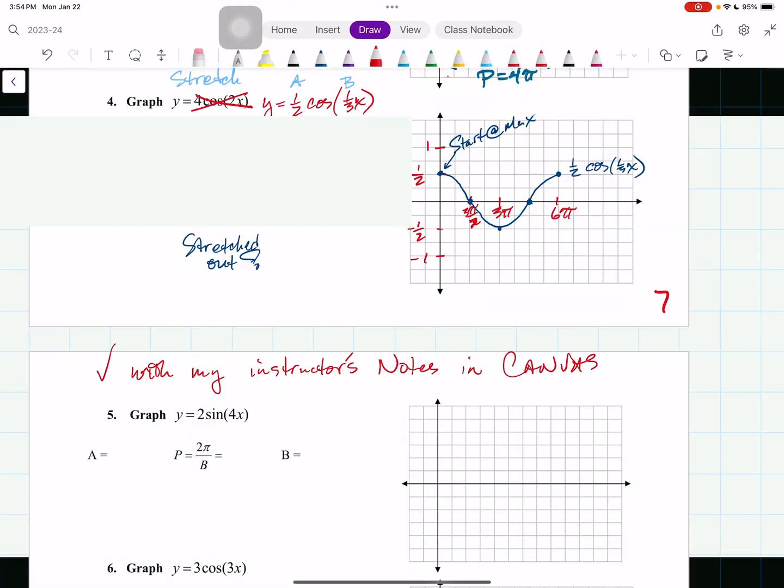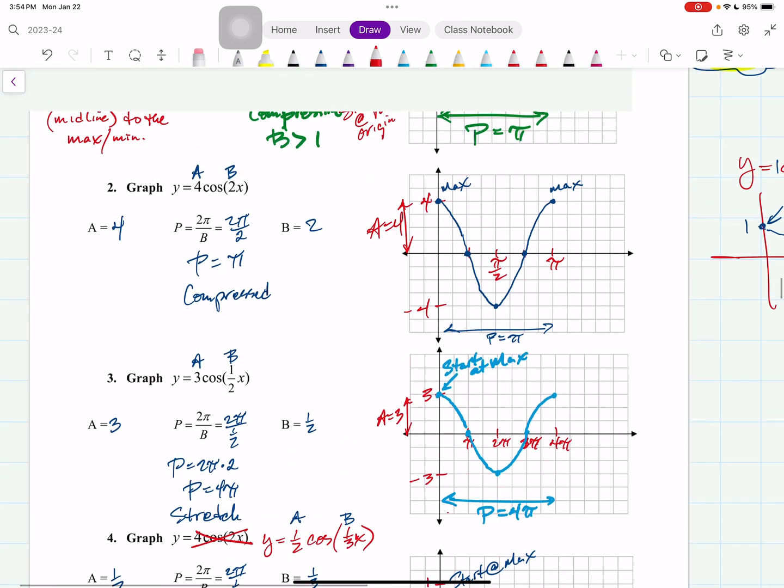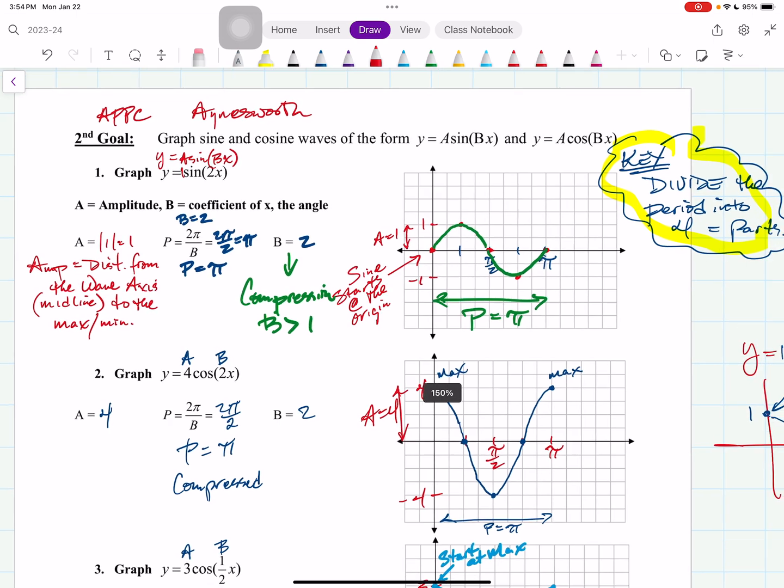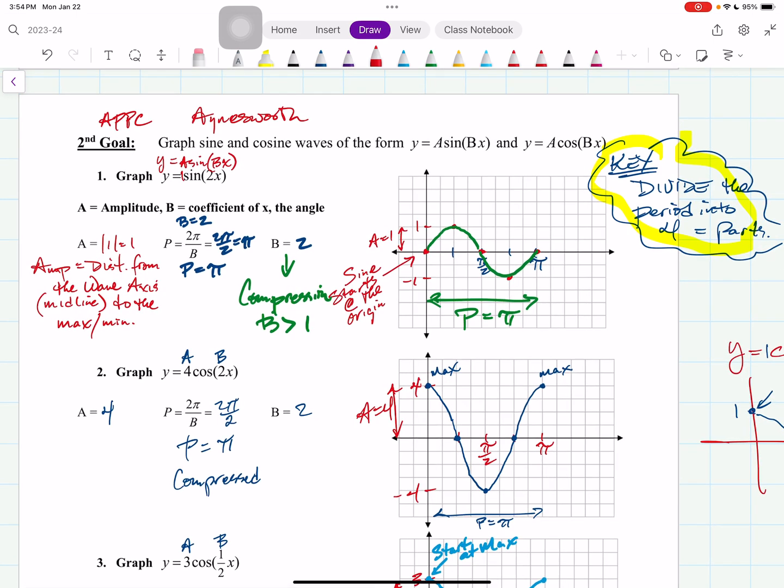Okay, so back to the lesson here. This was the second goal, where you have to actually graph the function and determine the amplitude, the period, and the b, which is your coefficient of x. So this is a horizontal transformation. And remember, whenever you're multiplying x by something or adding x to something, we're talking about a horizontal transformation here. And we'll shift it later on in the next few lessons.